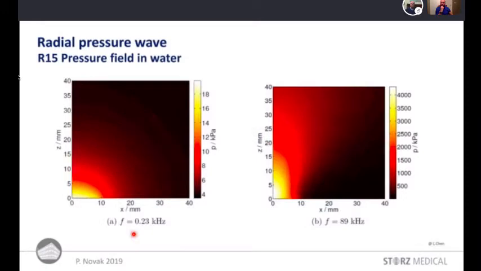Now we have a look at these two diagrams. These are computed pressure fields at different vibration frequencies. You can see here that, of course, the intensity, here in red, goes much farther compared to the other image on the left side, where the frequency is significantly lower.